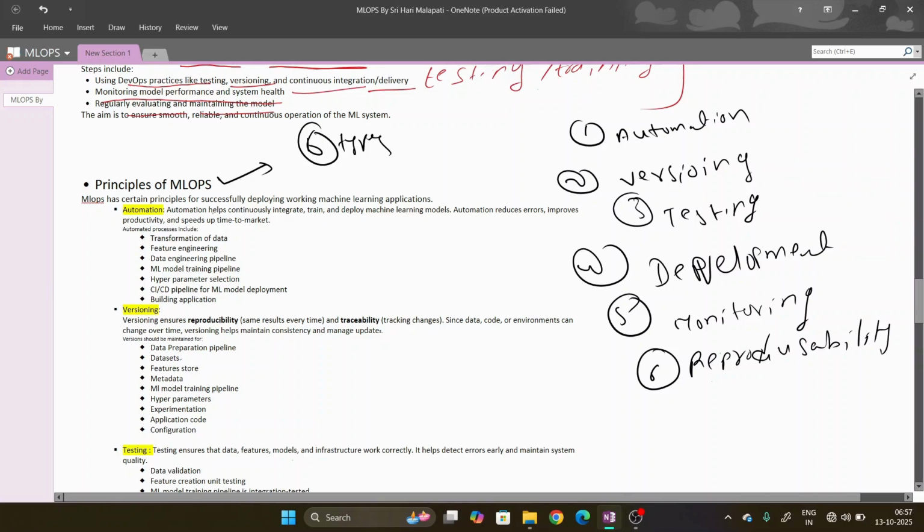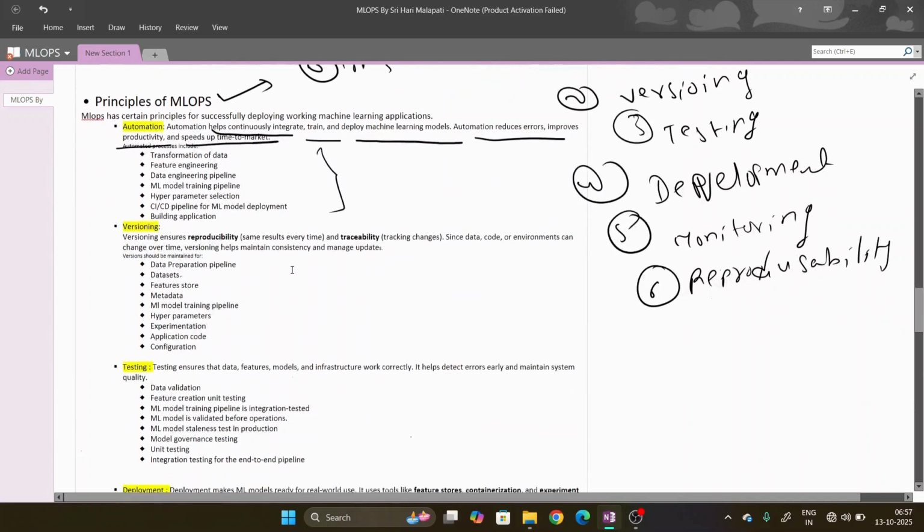Automation. This automation helps continuous iteration, training and deploying the machine learning models, automates work, reduces errors, improves productivity, and speeds up time to market. For this: transforming data, feature engineering, data engineering. These are all high level words. We'll discuss later, guys. Just read what this is.